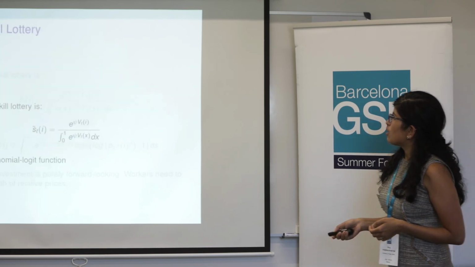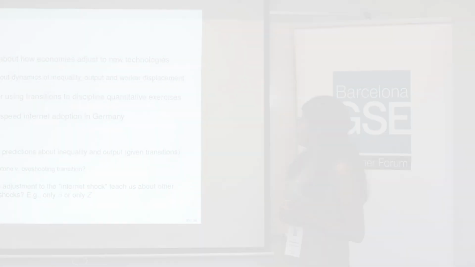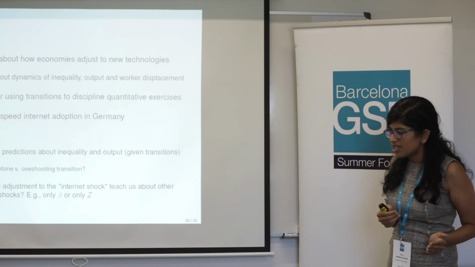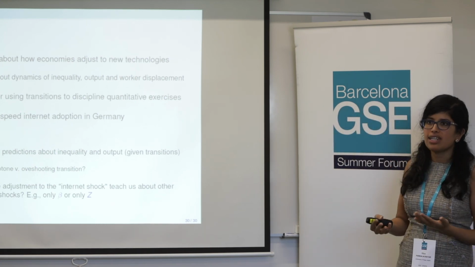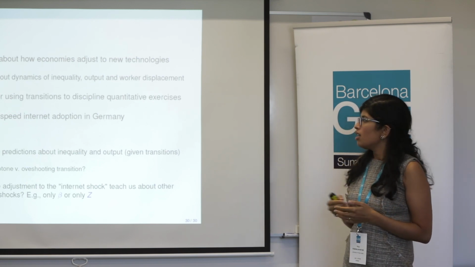Okay, let me conclude. So what we're doing here is we've built a theory to think about the adjustment process to new technologies. And this theory has very simple and clean predictions about the dynamics of inequality, output, and worker displacement. And then we also have a methodology for using these transitions, which we can estimate in the data, to actually discipline the quantitative exercise we're going to do in the model.